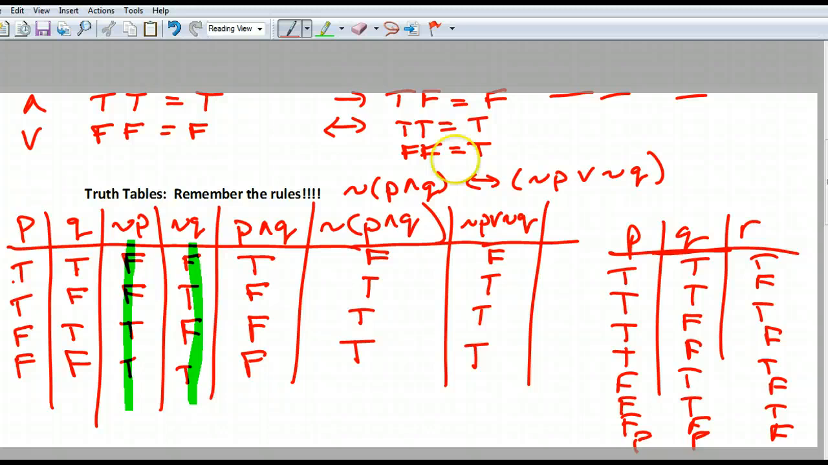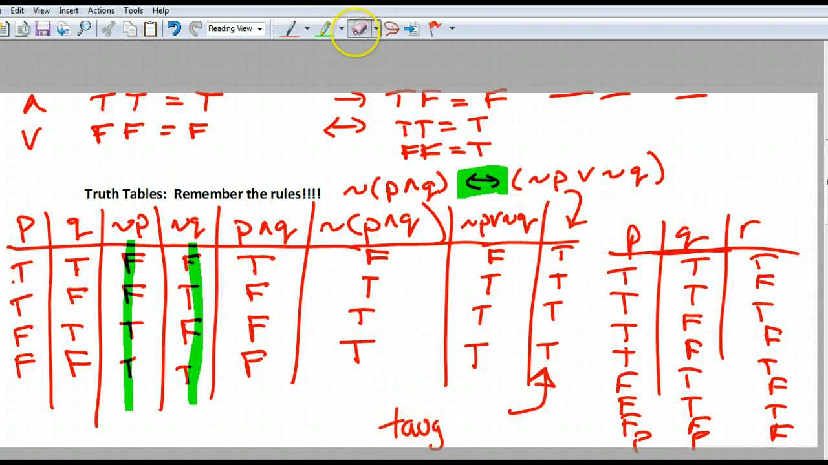Okay, now I'm going to put the whole thing together right here. And we're talking about an if and only if. So what are the rules for if and only if again? Two trues, yep, two falses equal true, two trues equal true. So this is all true. This is a tautology. Very good.